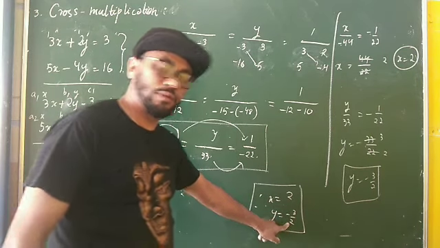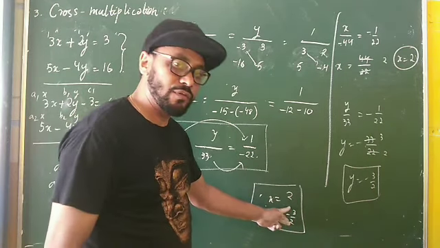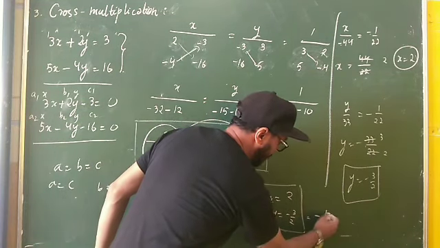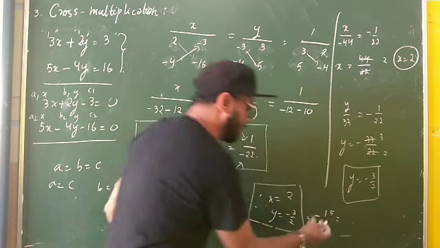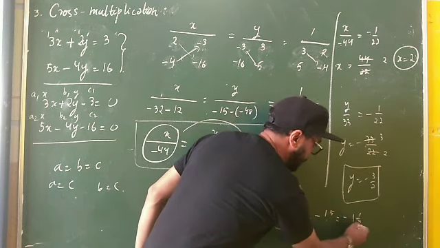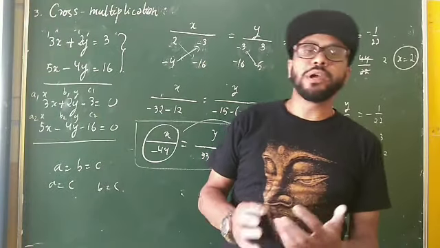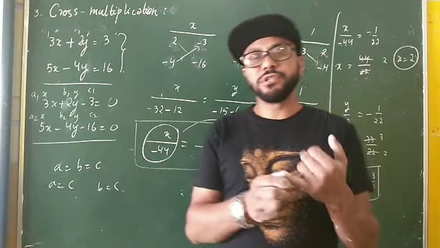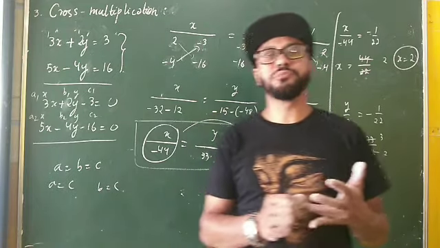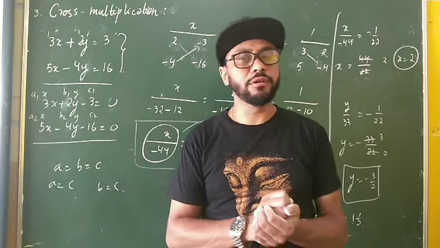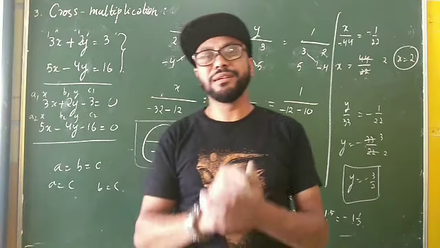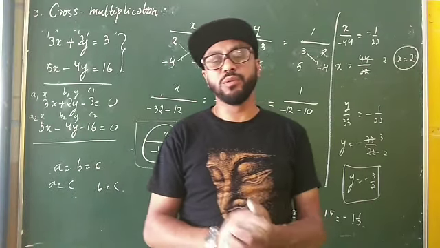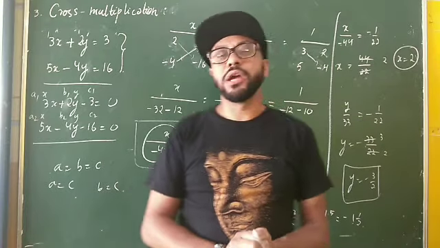You can leave it in this form only, in the fraction form, or you can convert it into decimal. If you convert it into decimal, it will be minus 1.5, or you can write it in a mixed fraction. So all are correct. Alright, so this way we'll solve the simultaneous equation. We have discussed the elimination method, substitution method, and the cross multiplication method, which are very, very important, not only till class 9, but in class 10, 11, 12. You might come up with a problem in which you have to use simultaneous equations.